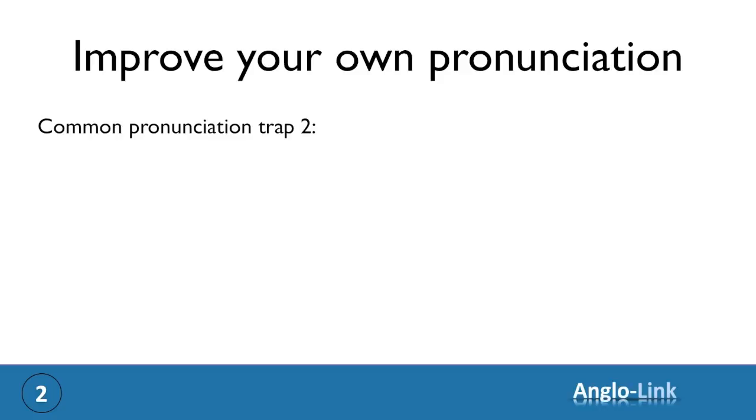Okay, let's look at the second common pronunciation trap, which is word stress. In many languages, the strength of your voice is spread equally among the syllables in a word. In English, however, if you have more than one syllable in your word, you have to decide which syllable or syllables take the stress of your voice and which ones are de-stressed.